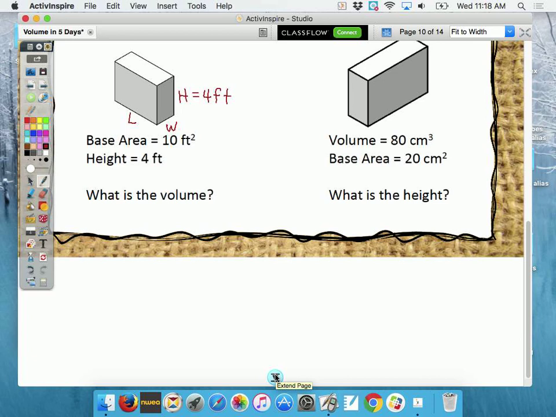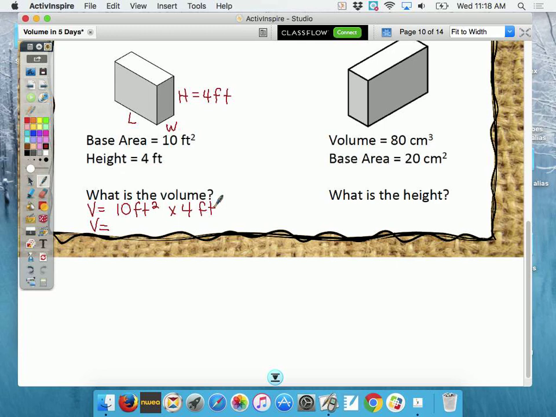This problem right here messed a lot of people up on the assignment I gave them, so I want you to stay with me at least through this. Okay, so volume equals, notice I'm just doing 2 equal signs here, because they give me my base area, I'm just going to go with it. So volume equals 10 feet squared times 4 feet. Those labels are perfect, Corbin.